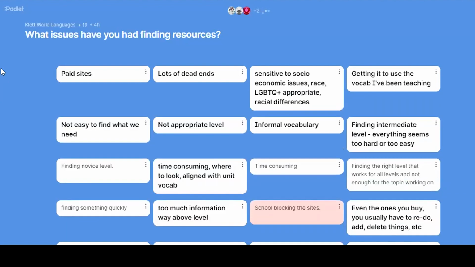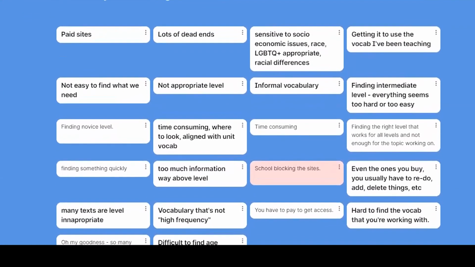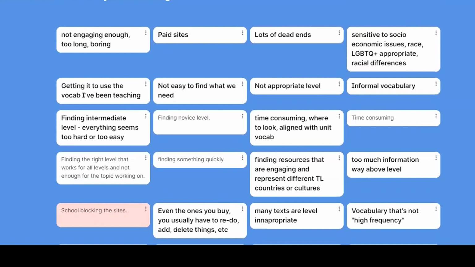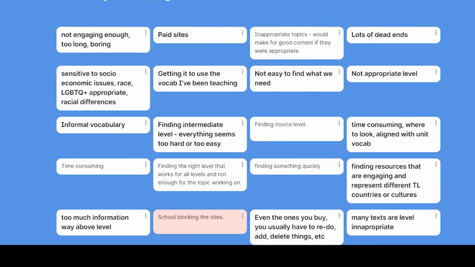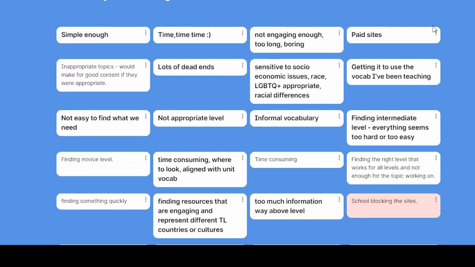Somebody said this too, age appropriate and level appropriate, you know, teaching high school students that are true novices just starting off the language. That's really hard to find, novice friendly for that age group that's not babyish. And they do it a little bit better in middle school, but it's hard.